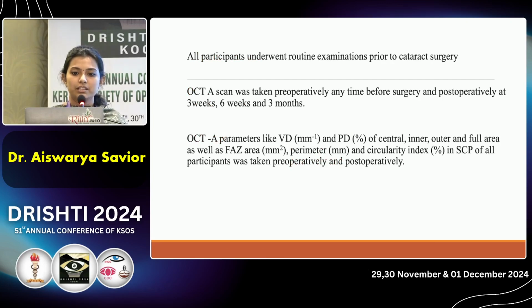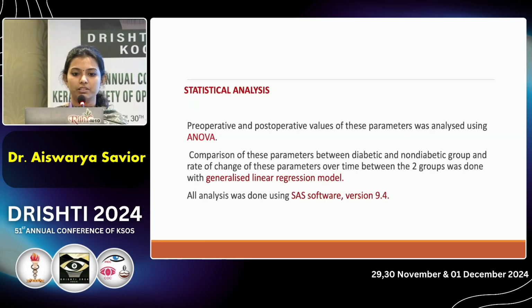All participants underwent routine examinations prior to cataract surgery, and OCT-A scans were taken preoperatively at any time before surgery and postoperatively at 3 weeks, 6 weeks, and 3 months. OCT parameters like vessel density, perfusion density of the central, inner, outer, and full area, as well as foveal avascular zone area, perimeter, and circularity index in the superficial capillary plexus of all participants were evaluated preoperatively and postoperatively.